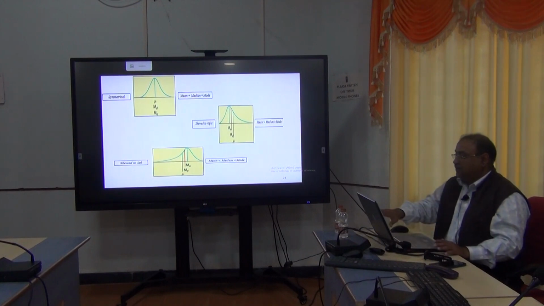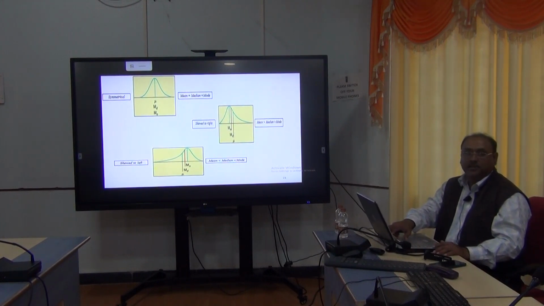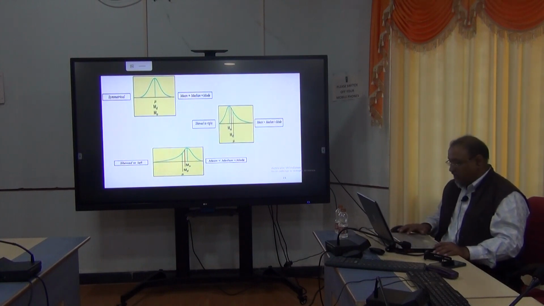So in our case, what happened? Our median was less than the mean. So we would have got this skewed-to-left distribution in our wage data. Okay? Clear?